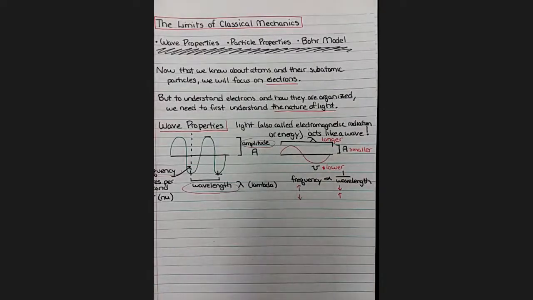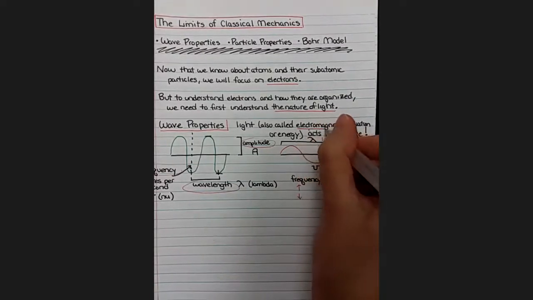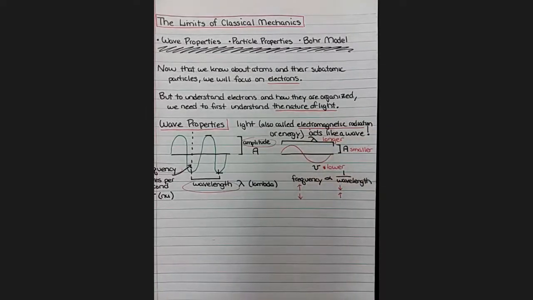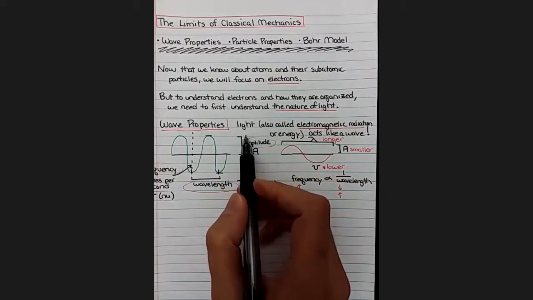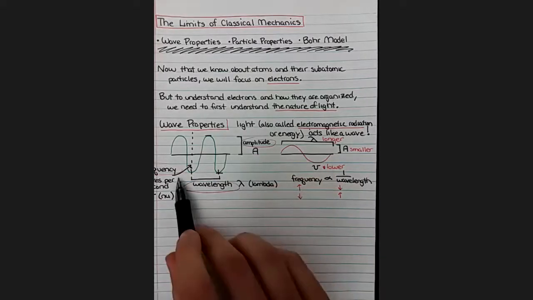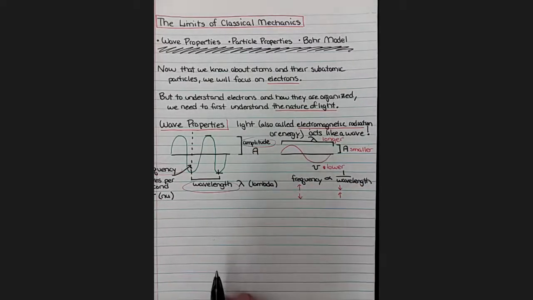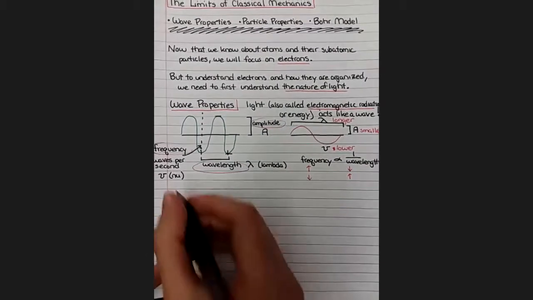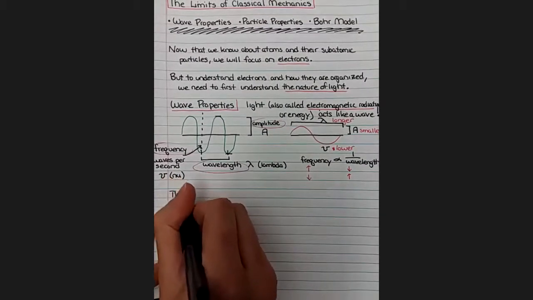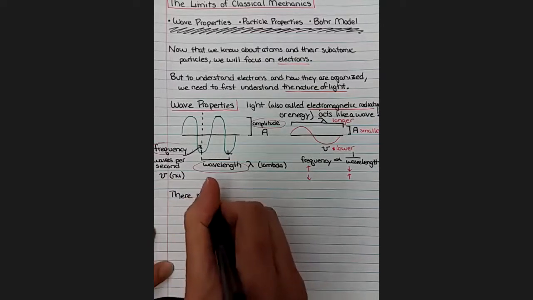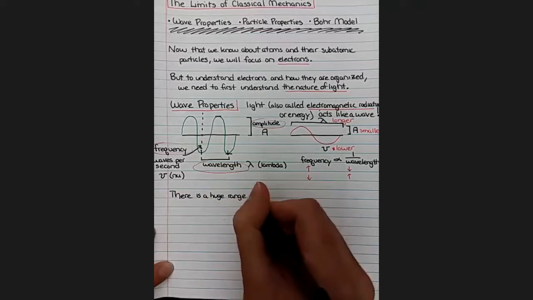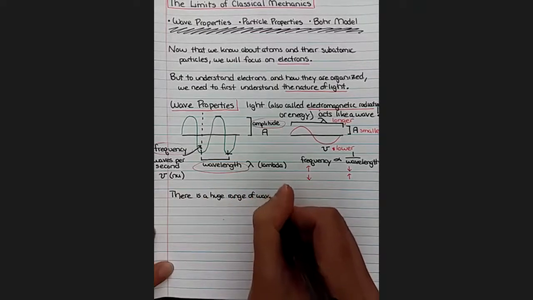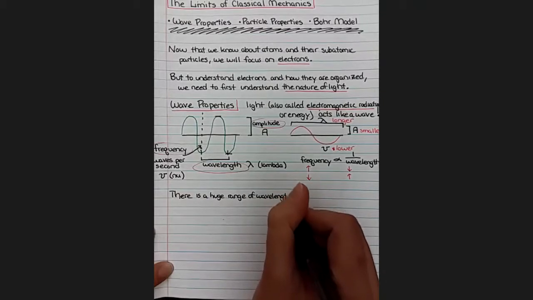And back here, we said that light is also called electromagnetic radiation, and that is because technically the word light only means visible light that human eyeballs can see. If we want to talk about all the other different wavelengths or frequencies of energy, we call it electromagnetic radiation. So let's put in a note about that here. So there is a huge range of wavelengths / frequencies of light.